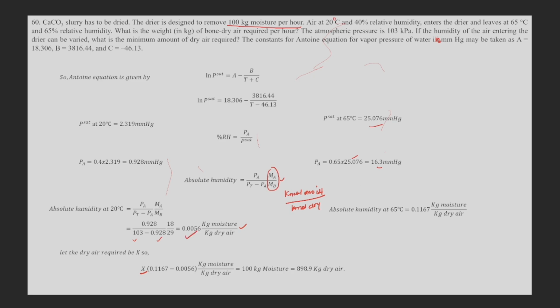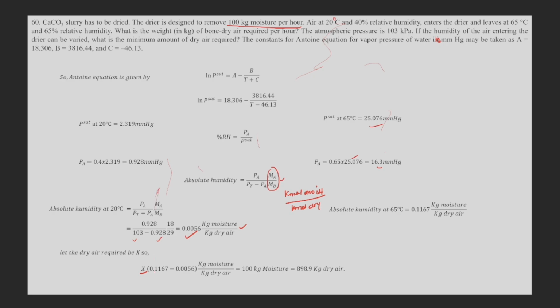That means when the air goes out, the humidity will increase, because humidity is the quantity of vapors in the air. Since we are drying a CaCO3 slurry, it will remove the moisture because it is getting heated up. So air will get the moisture and will go out of the dryer. So 0.1167 will be the kg moisture. Now the difference of this moisture will be equal to the amount of moisture.